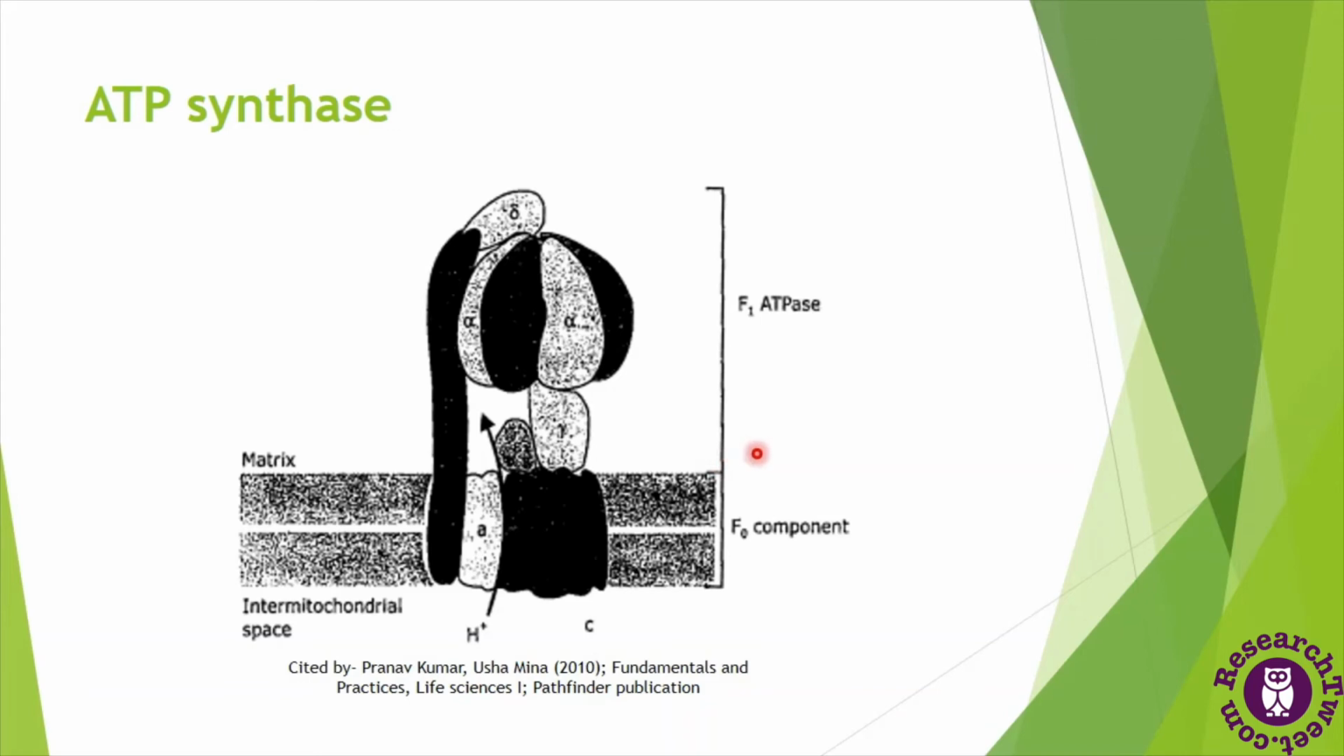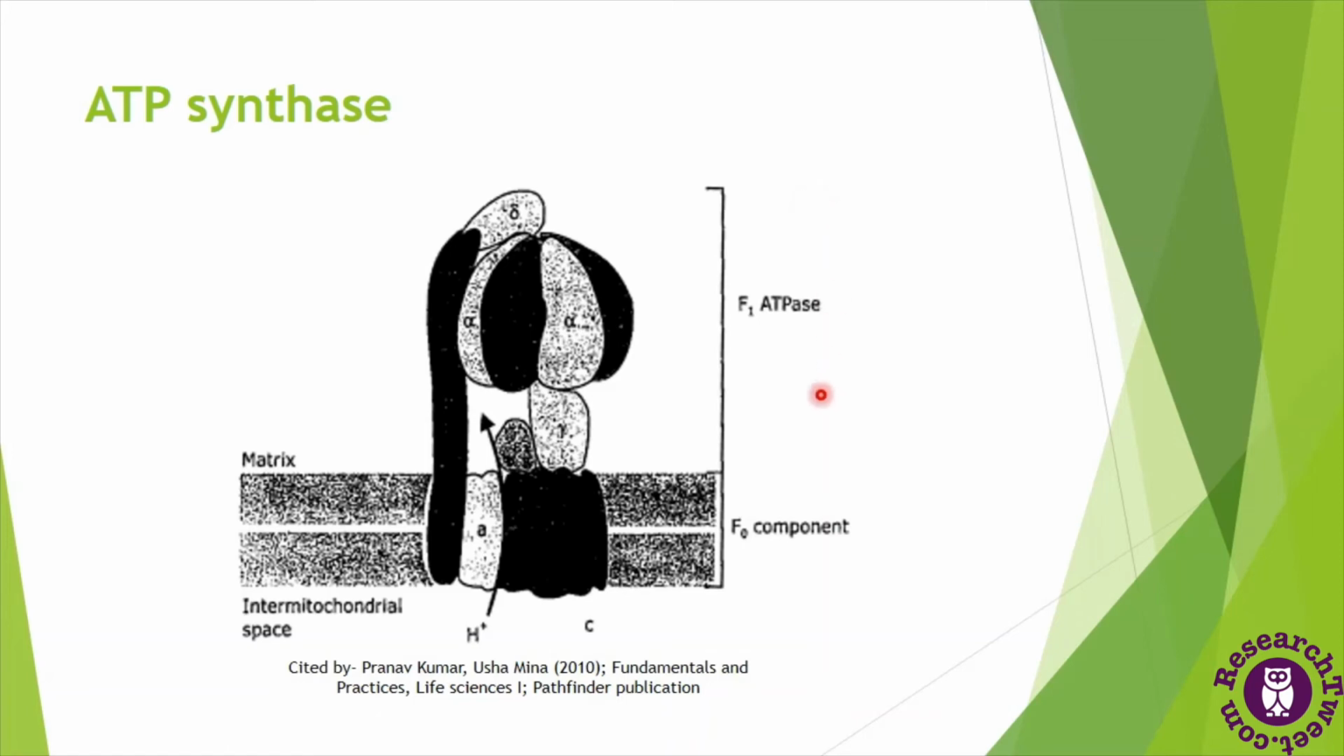So the structure of ATP synthase, here we can see the F0 component and F1 ATPase. The F0 component contains 1 alpha subunit, 2 beta subunits and 9 to 12 C subunits. These all are shown as C subunits. And these C subunits have 2 alpha helices which span the mitochondrial membrane, and it is a transmembrane complex which forms regulated H+ channels.